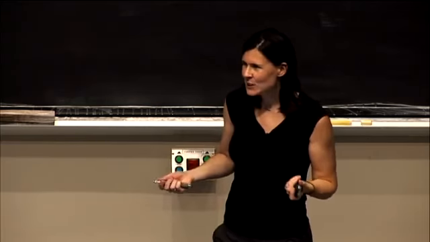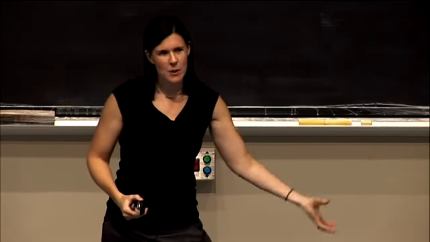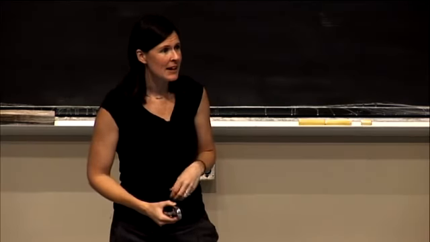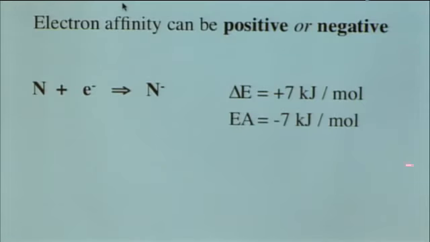So let's look at a case where it's actually going to be negative. If we took the case of nitrogen, if we add an electron to nitrogen and go to N minus, we find that the change in energy is 7 kilojoules per mole. This means in order to do that, we actually have to put 7 kilojoules per mole of energy into the reaction to make it happen. So this is not going to be a favorable process. We're going to find that the electron affinity is actually negative 7 kilojoules per mole for nitrogen.